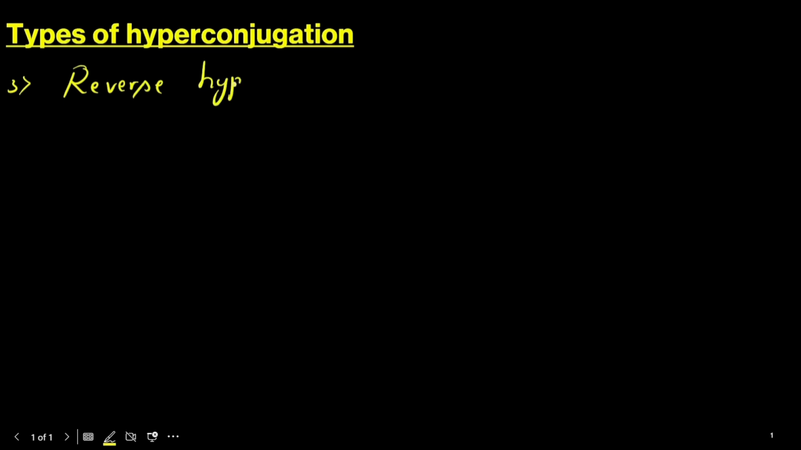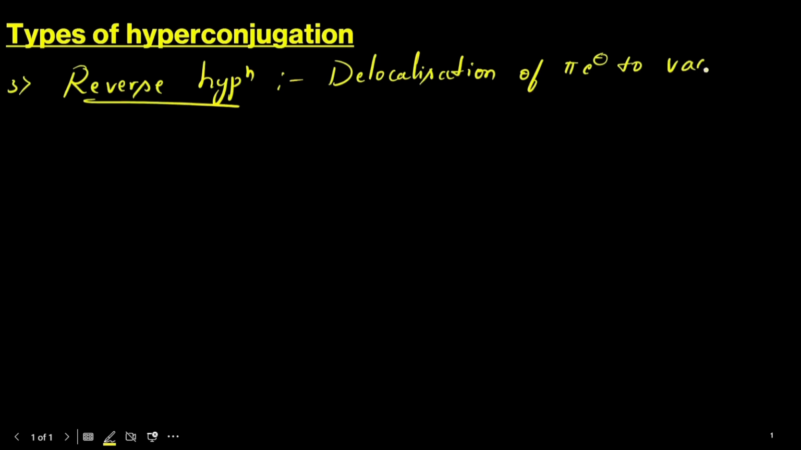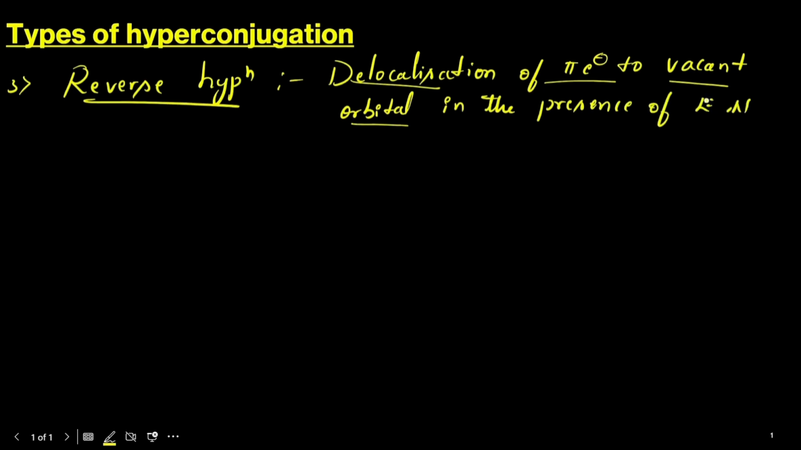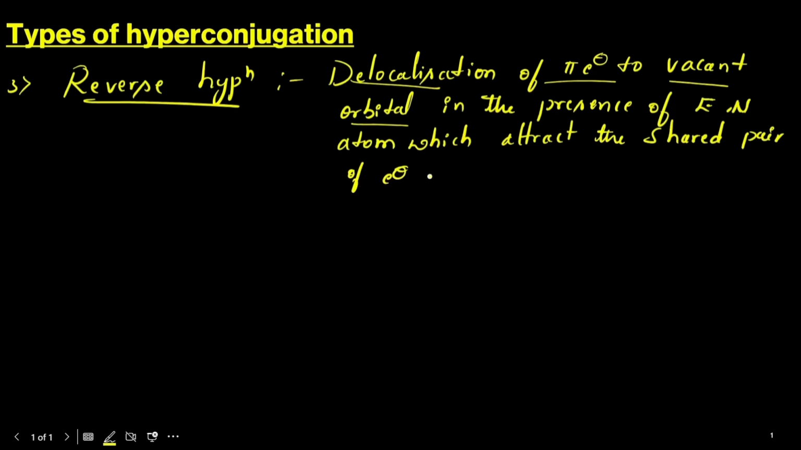Reverse hyperconjugation. So what happens in this case is, here delocalization of pi electrons to the vacant orbital takes place. So in reverse hyperconjugation, delocalization of pi electrons to vacant orbital takes place in the presence of electronegative atom which attracts the shared pair of electron towards itself.